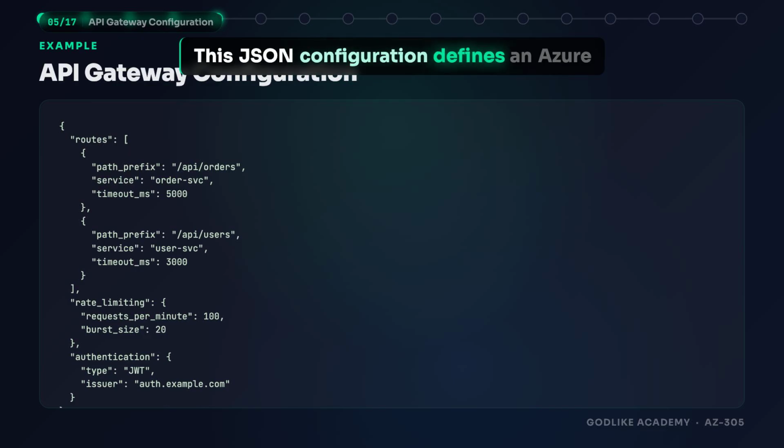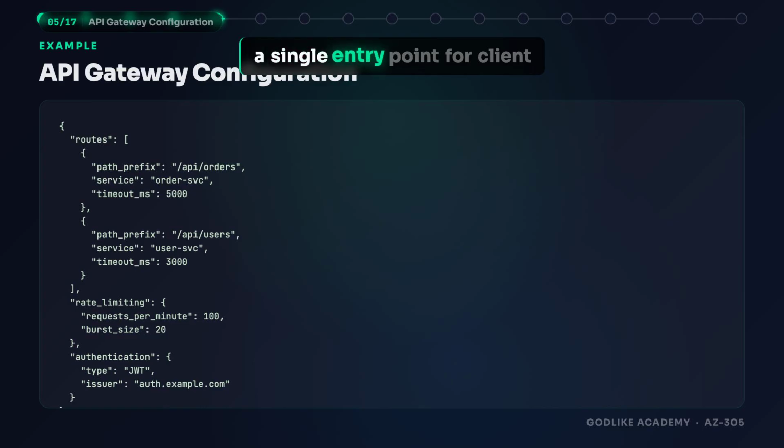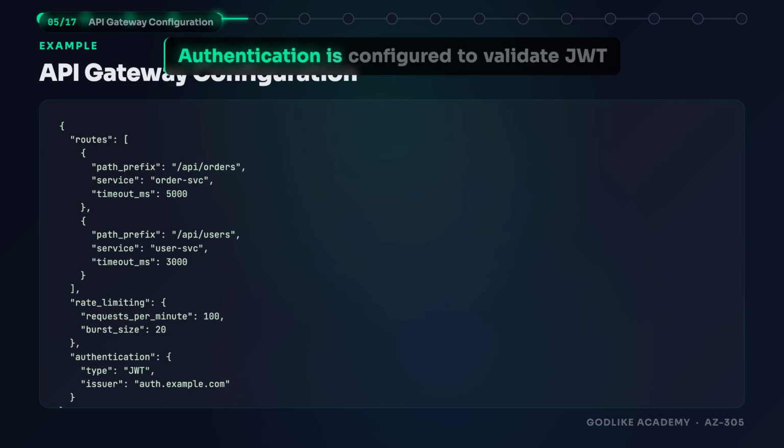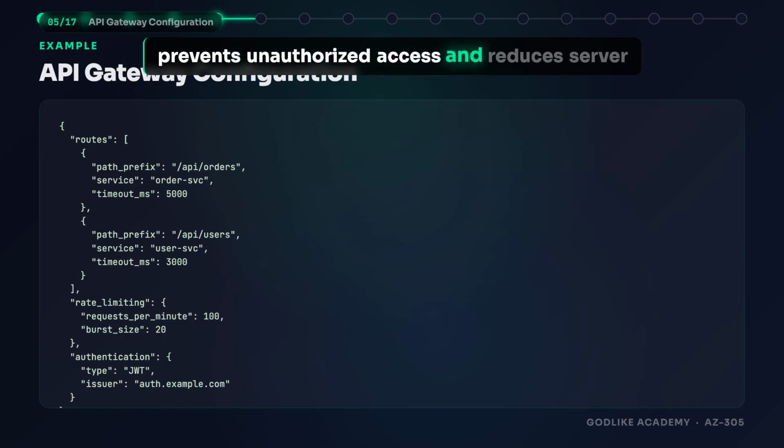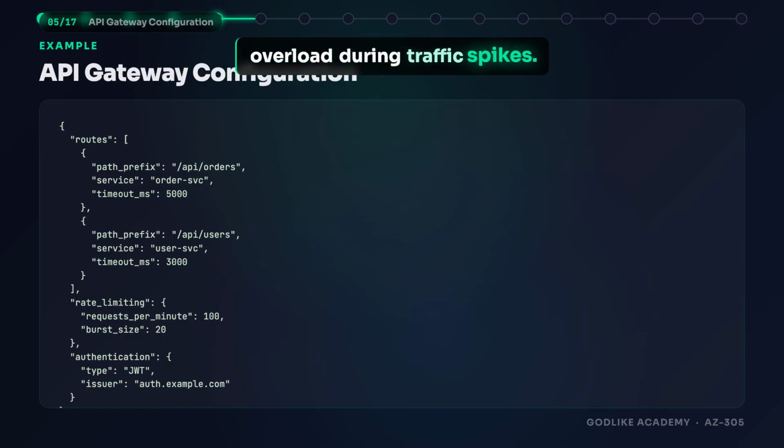This JSON configuration defines an Azure API Management instance that acts as a single entry point for client requests. You can see two routes mapping specific paths to their respective backend services, each with a 30-second timeout value to prevent hanging connections. The rate-limiting section protects the services by capping requests per minute and setting a burst size of 10. Authentication is configured to validate JWT tokens from Microsoft Entra ID, which prevents unauthorized access and reduces server overload during traffic spikes.